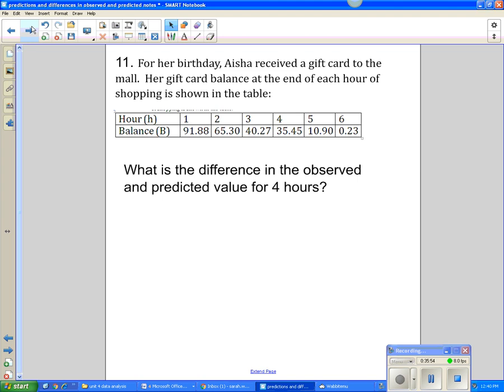All right, number 11. For her birthday, Aisha received a gift card to the mall. Her gift card balance at the end of each hour of shopping is shown in the table. What is the difference in the observed and predicted value for 4 hours? All right, put them in stat, guys. Almost done.